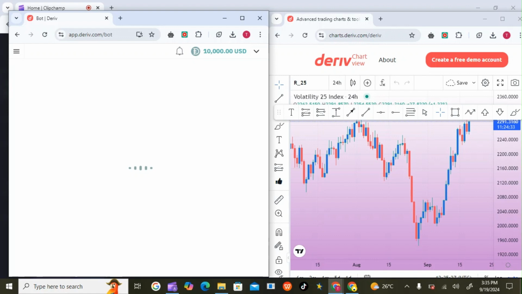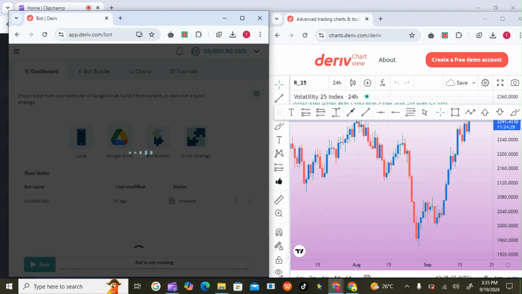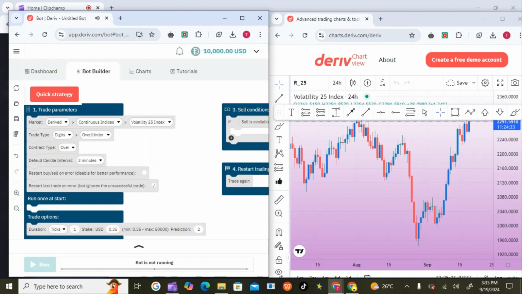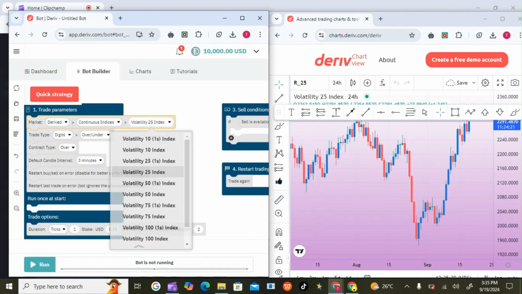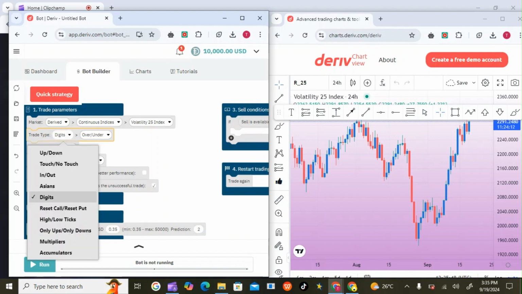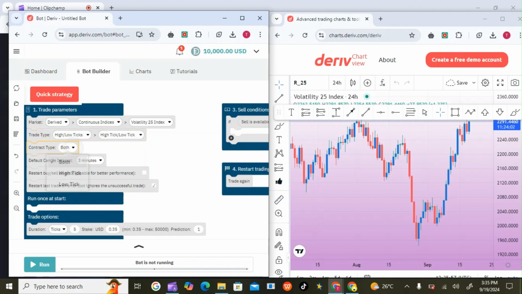And when the DBot opens, you will go to the bot builder. So like me, I go to the bot builder, and you see my volatility is 25 index, so there is nothing I will change from there. So where do I go and see that contract? If you come to the digits, you can see here where it shows high slash low ticks. So you can trade either high tick or low tick.